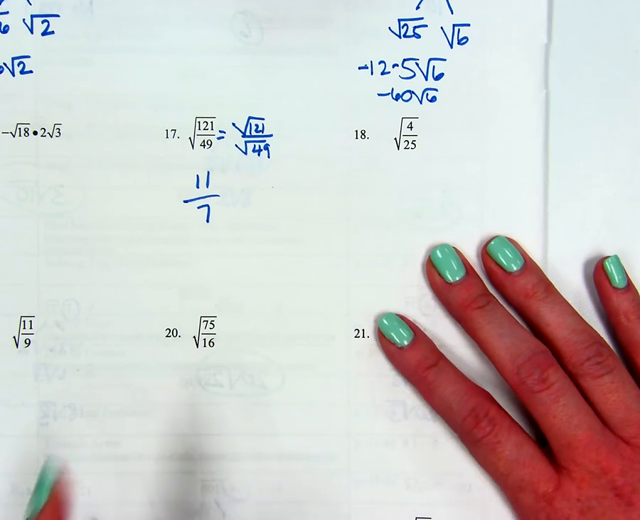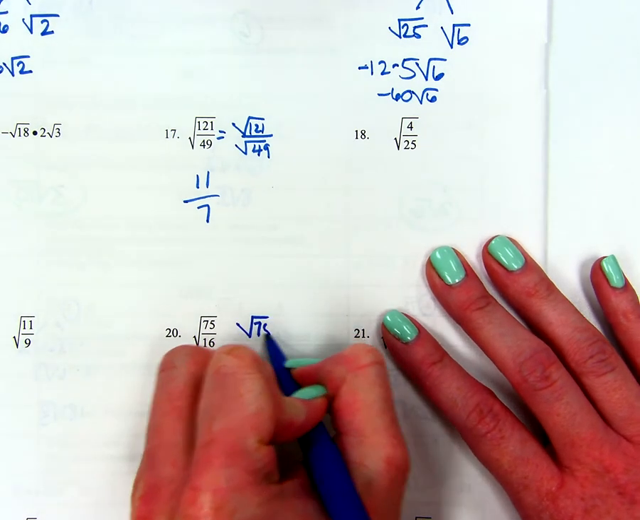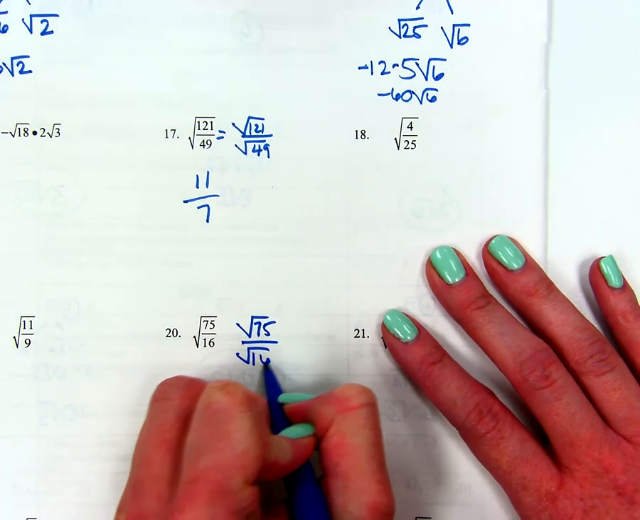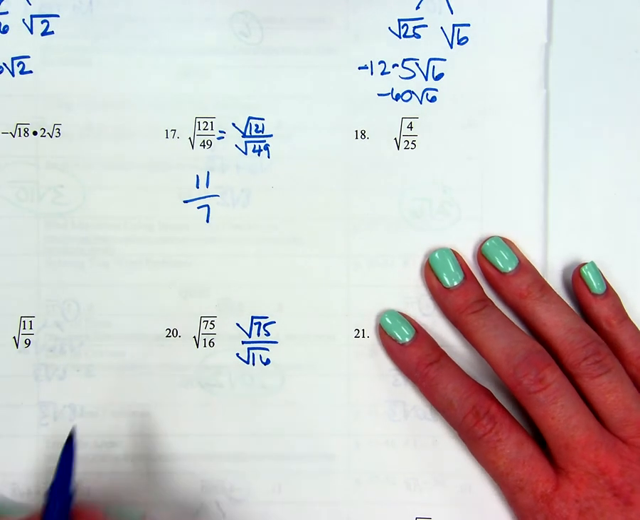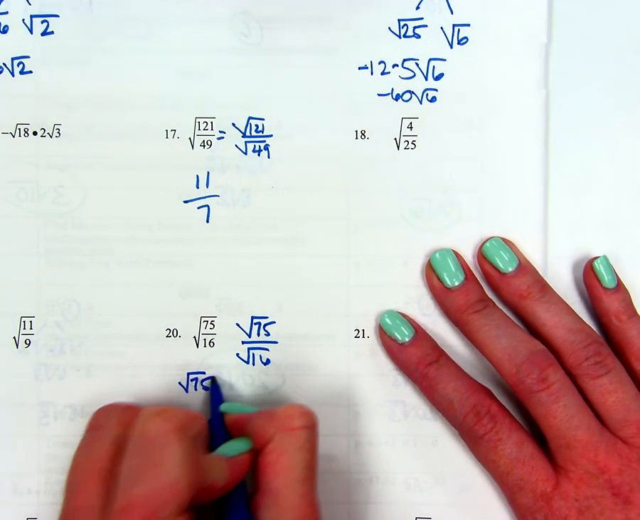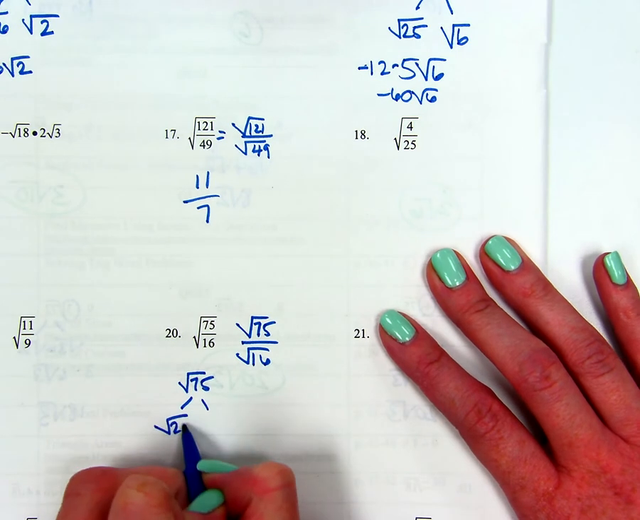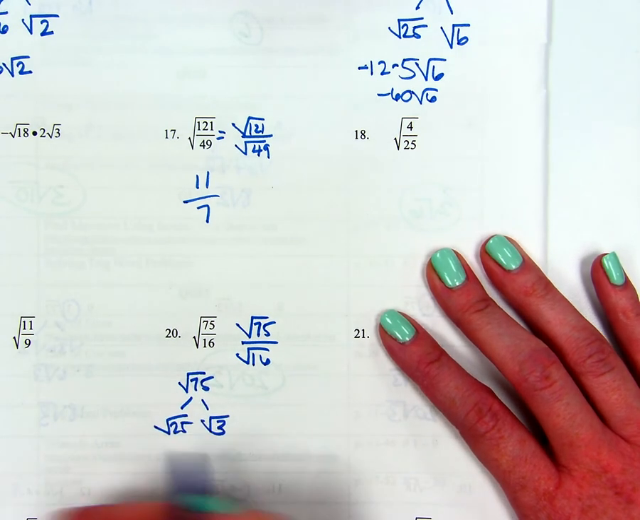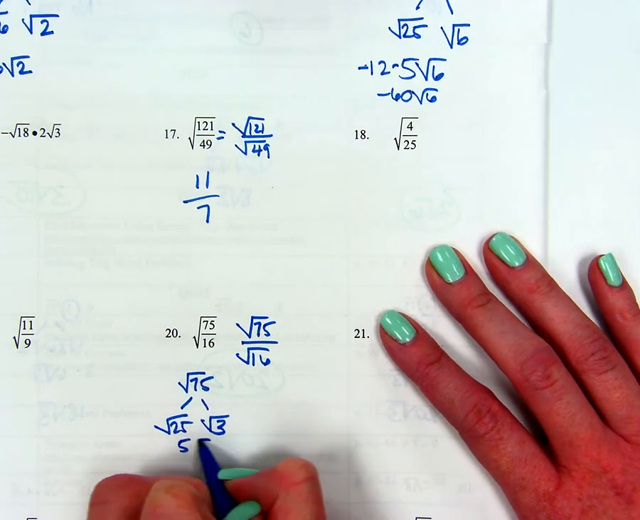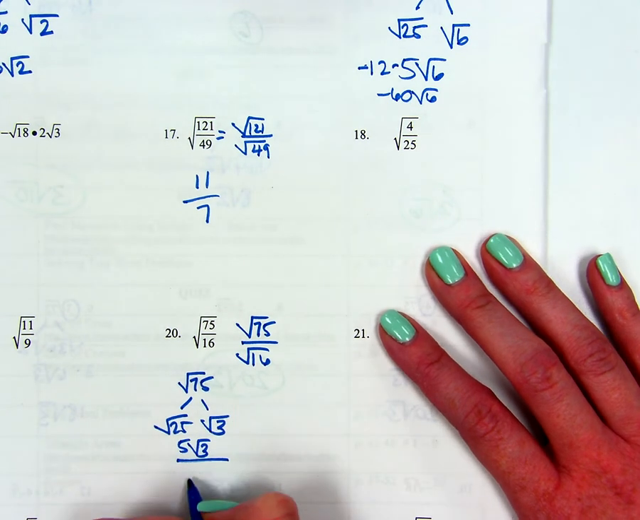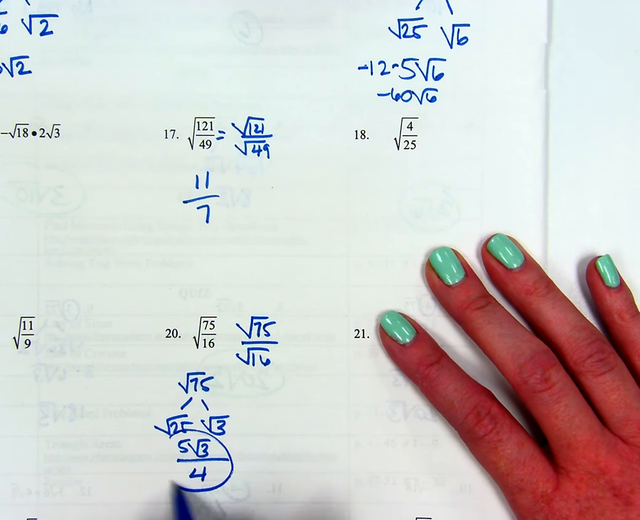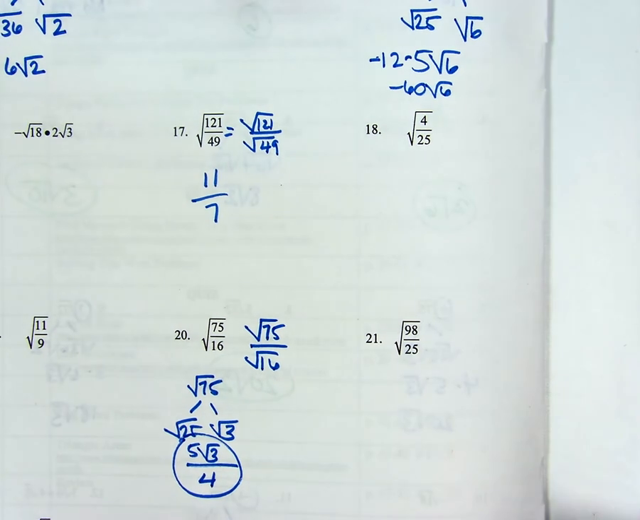20 is a little bit different, so we're going to rewrite those. So you have the square root of 75 and you have the square root of 16. 16 we know is a perfect square. However, 75 is not. So let's take 75 and break that down. So that's the square root of 25 and the square root of 3. So that becomes 5 root 3. And we're going to take the square root of 16 on the bottom, and that is 4. So your final answer is 5 root 3 over 4.